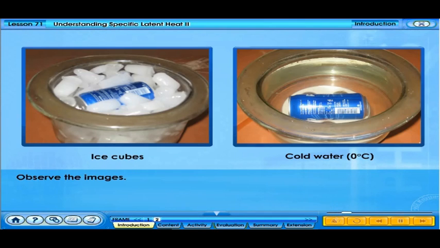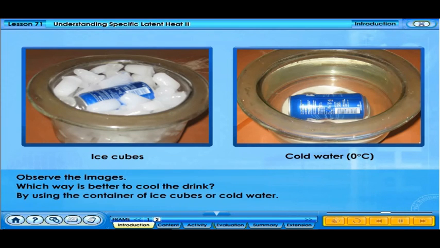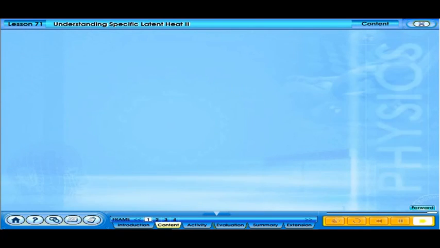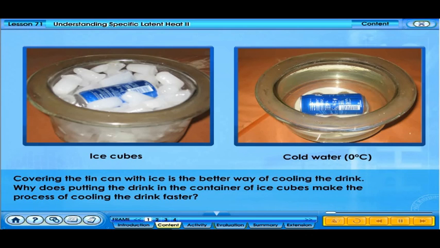Observe the images. Which way is better to cool the drink? By using the container of ice cubes or cold water. Covering the tin can with ice is the better way of cooling the drink. Why does putting the drink in the container of ice cubes make the process of cooling the drink faster?